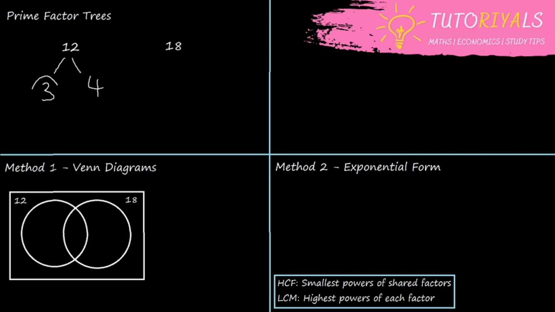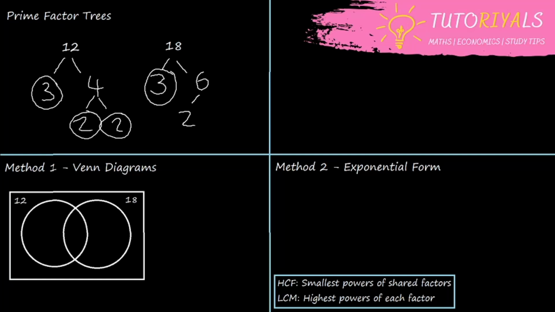3 is already a prime number, so I stop and circle, and that's the end of this branch. For 4, I'll pick 2 and 2. These are also prime numbers, so we stop and circle. Moving on to 18, I'm going to pick 3 and 6. 3 is a prime number, so we stop and circle. 2 factors of 6 are 2 and 3, which are also both prime numbers, so we stop and circle. And there we have it, our prime factor trees are complete.